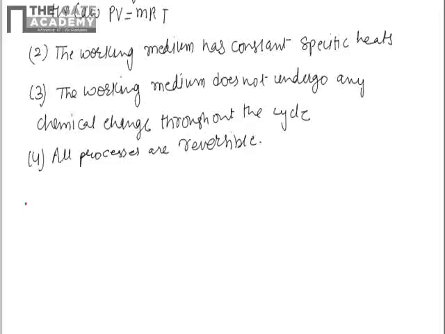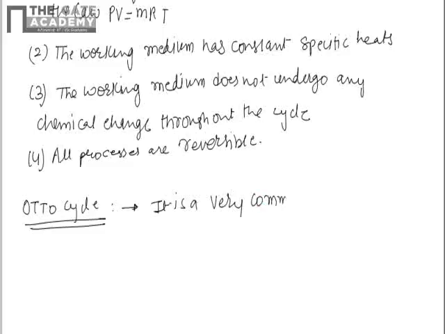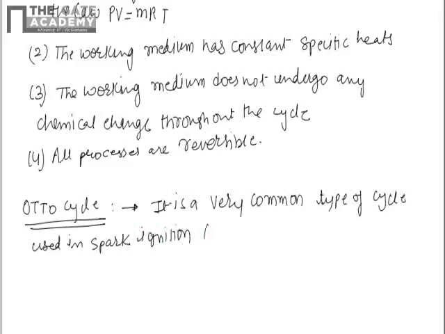First I am taking the Otto cycle. The Otto cycle is a very common type of internal combustion cycle used in spark ignition engines, or we can say petrol engines. So that is the Otto cycle.